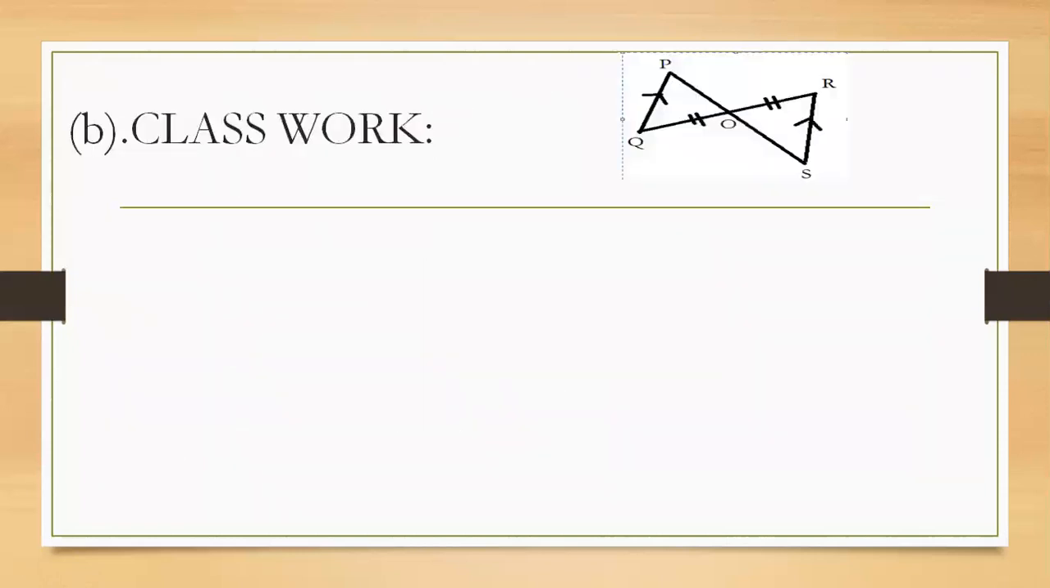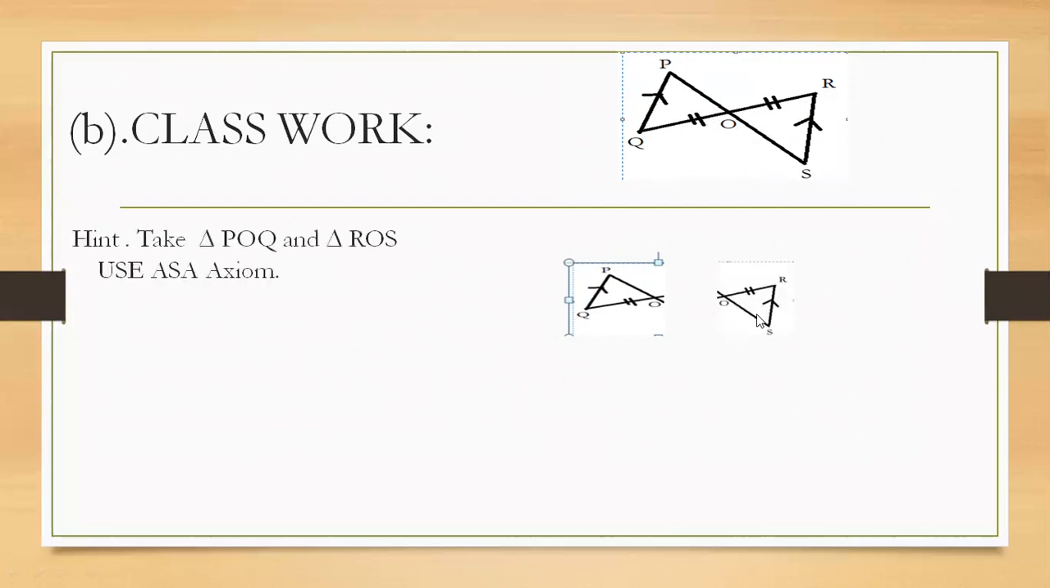Similarly, this is the classwork. This is the figure, and we have to find out by which axiom these two triangles are congruent. If you separate these two triangles, they will be like this. This is one triangle, POQ, and this is ROS, another triangle. In these two triangles, this is the classwork, I am giving hints.